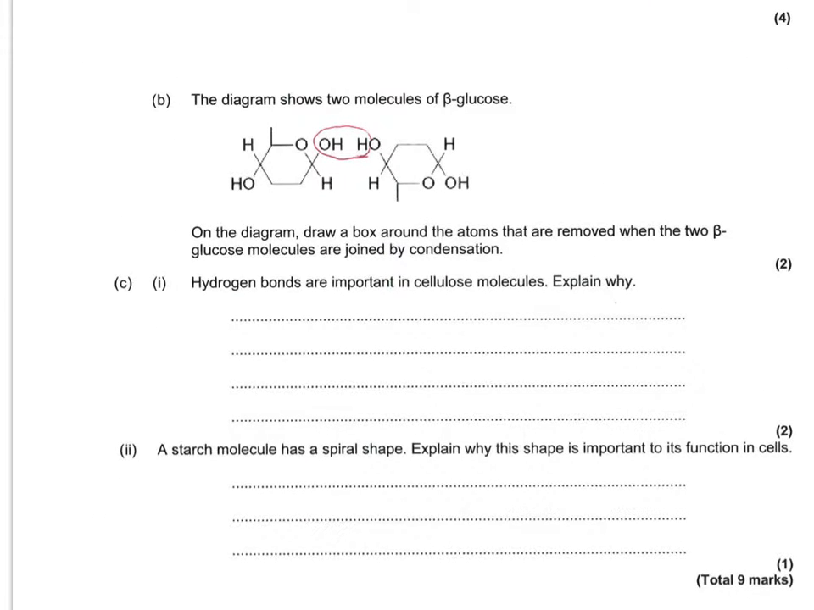Really important that you circle the two adjacent hydroxyl groups to remove your water in condensation. Some students missed off this question. I've got no idea why. So just make sure you're not using one of the hydrogens. You have to have your oxygen link for your glycosidic bond.